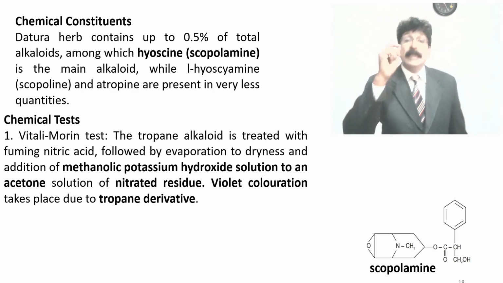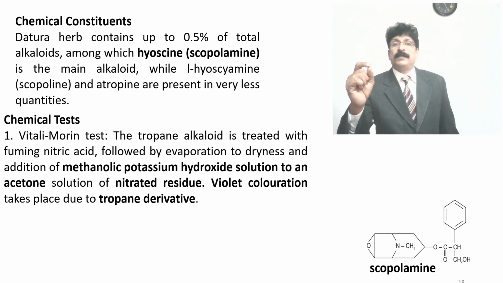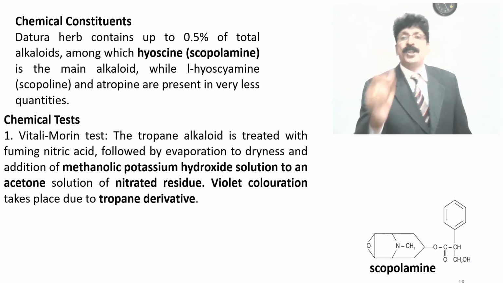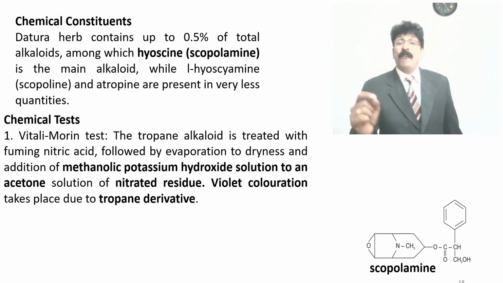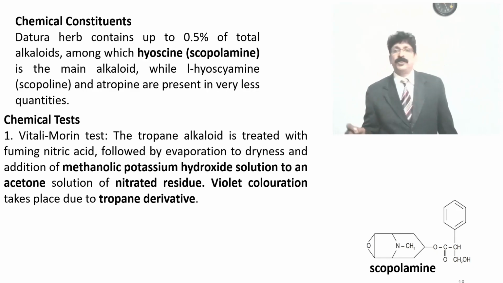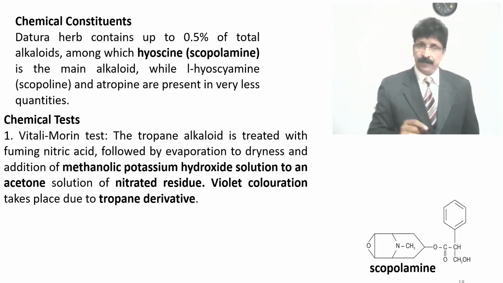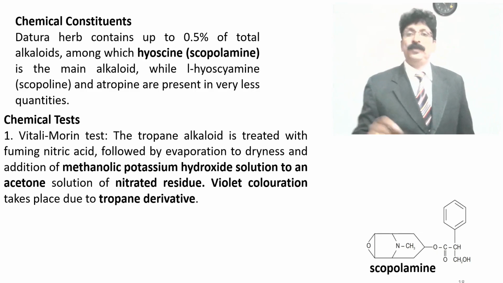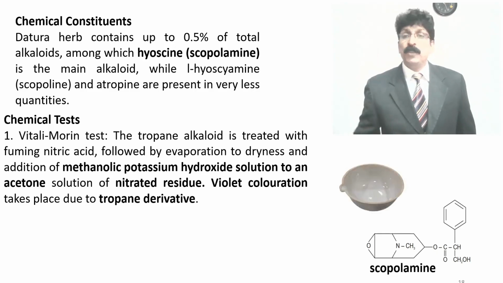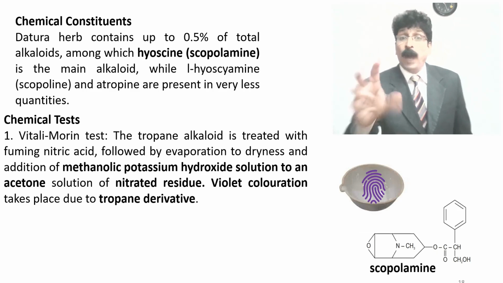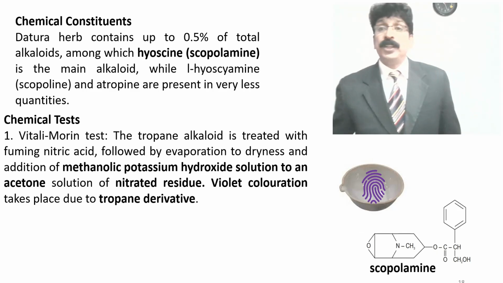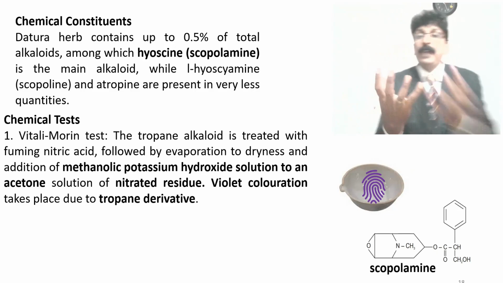The tropane alkaloid is treated with fuming nitric acid, followed by evaporation to dryness, and addition of methanolic potassium hydroxide solution to an acetone solution of the nitrate residue. Violet coloration takes place due to the tropane derivative. So it is very easy to say that violet coloration will form. I have shown a china dish. The student can easily remember if I say how to do that.